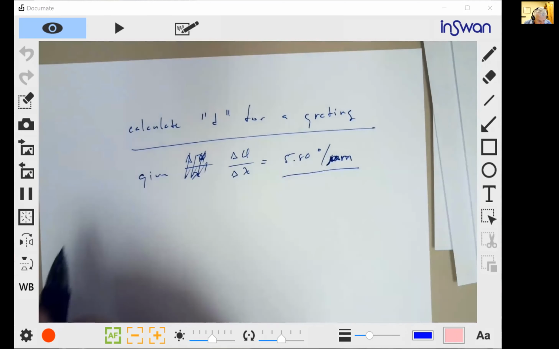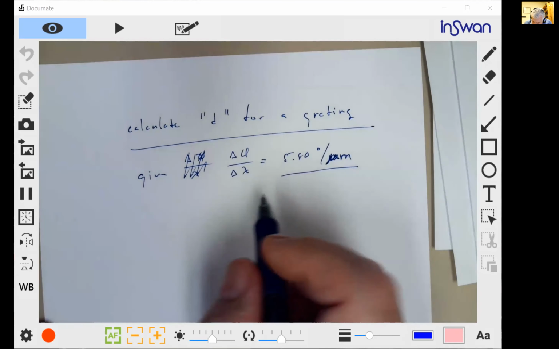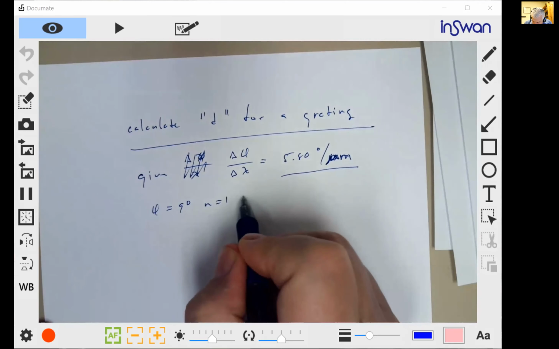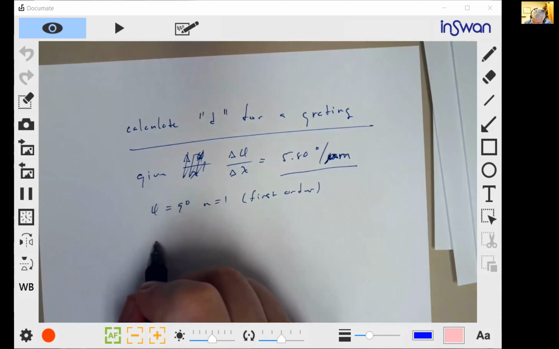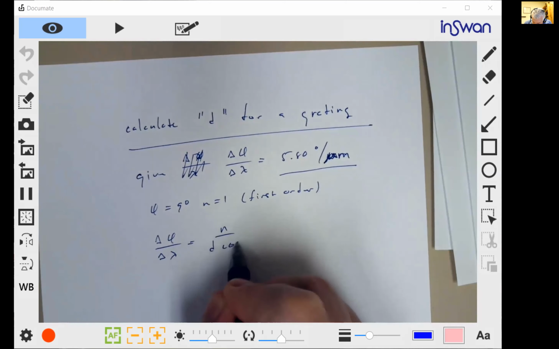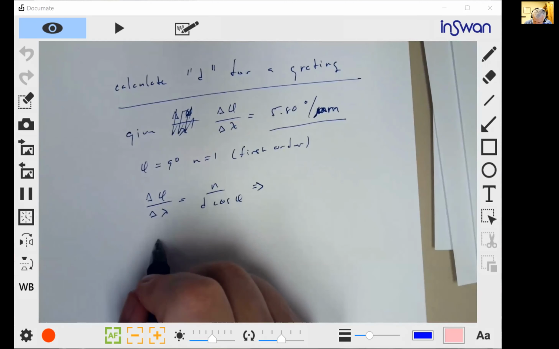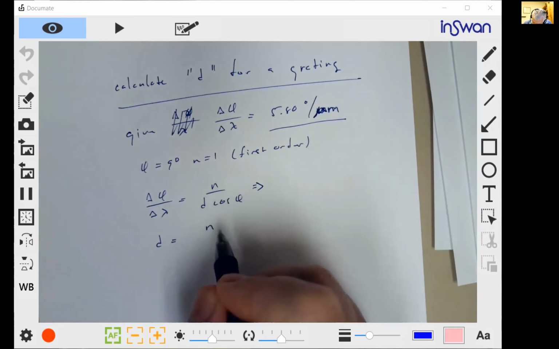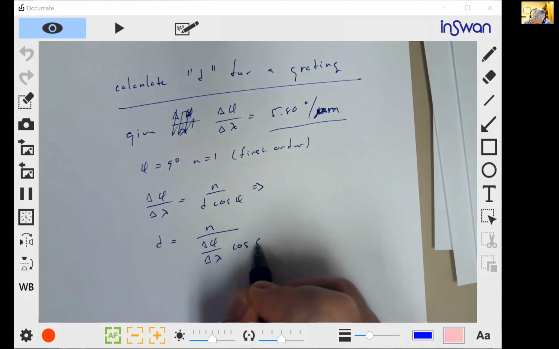Okay, and another piece of information we have is that phi is 9 degrees and n is 1. That's first order. Right. So delta phi over delta lambda is equal to n over d cos phi. So d is equal to n over delta phi over delta lambda times cos of phi.